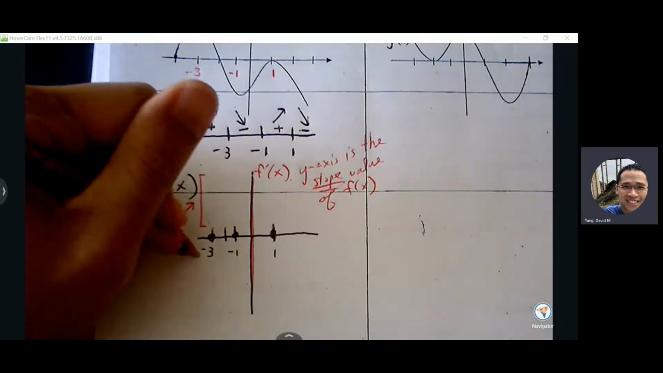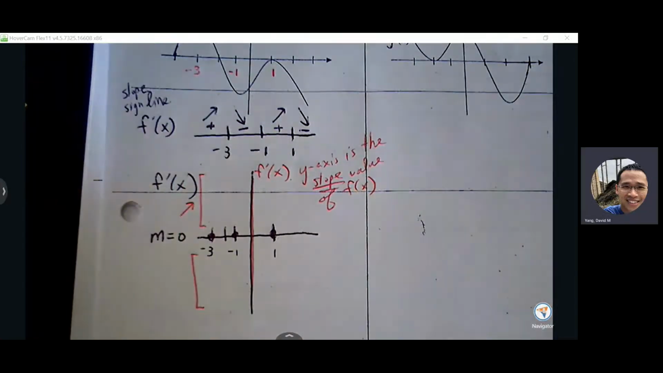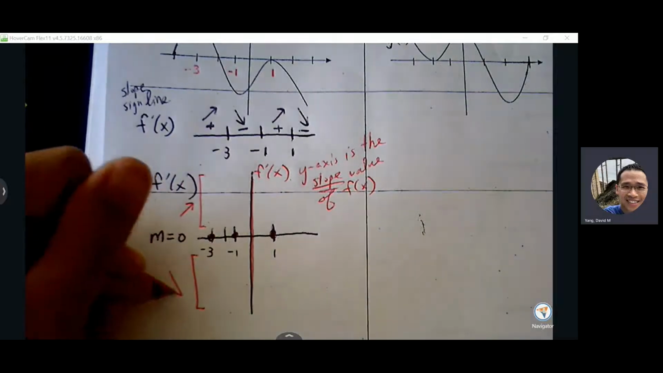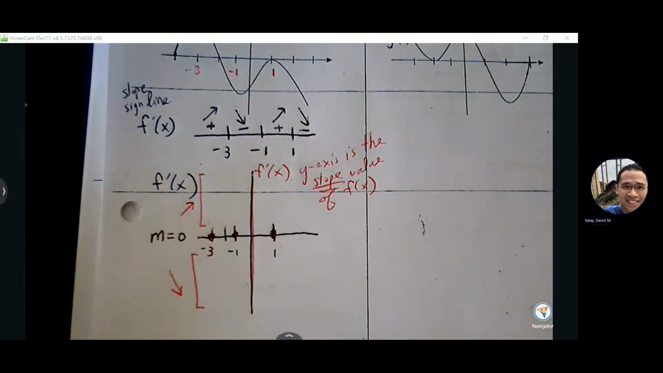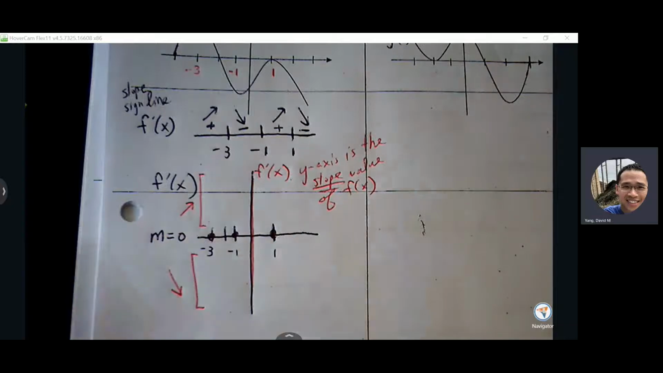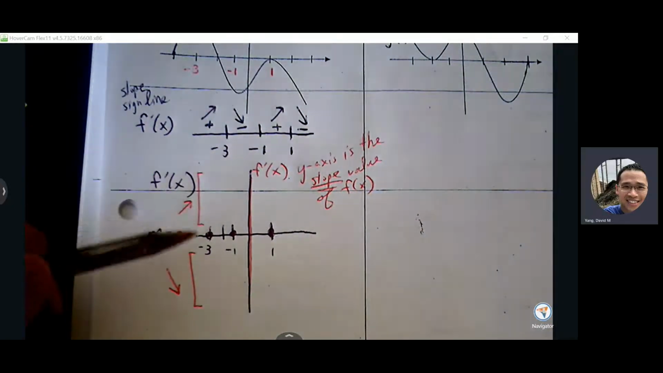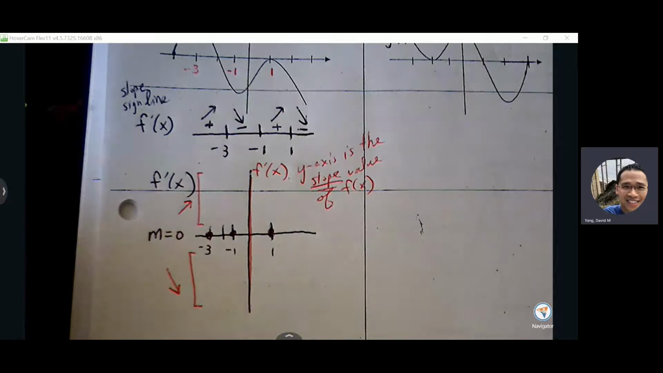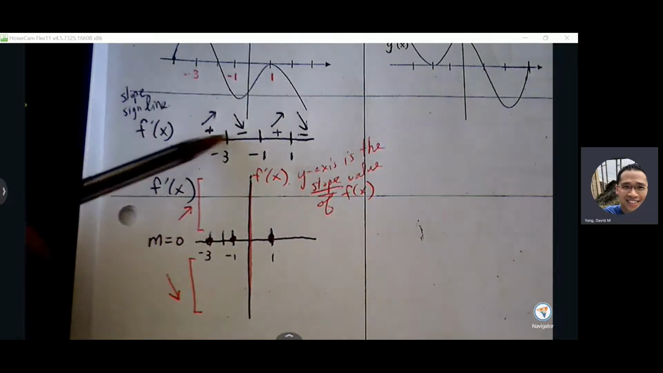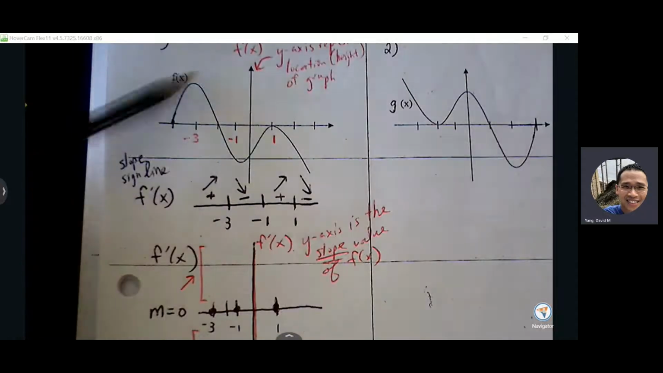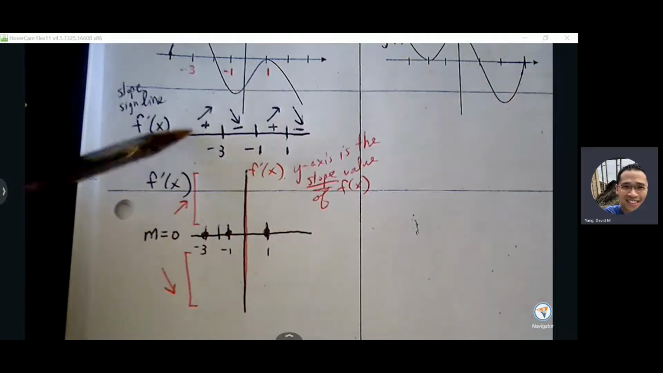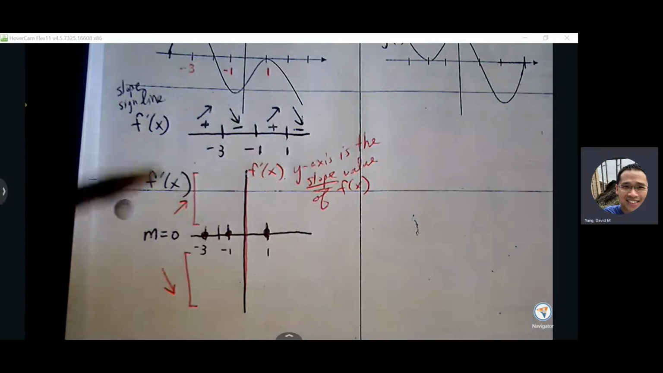So anything below the x-axis is going to represent where my original graph is going to experience what? Negative slope. All right. Good. So what we're going to do is try to sketch our graph based off of just our slope sign line. Okay, we're not going to look at this anymore. We're just going to rely on this to help us create the picture of our derivative graph.